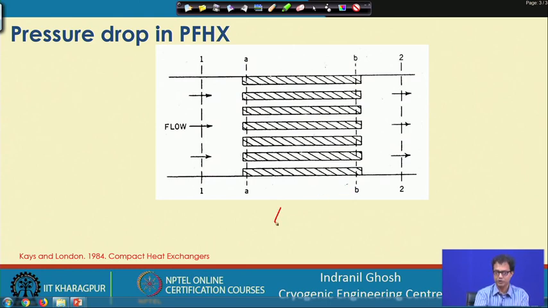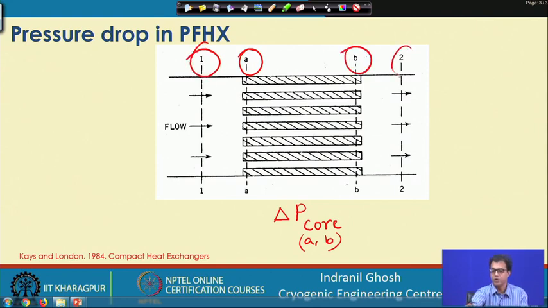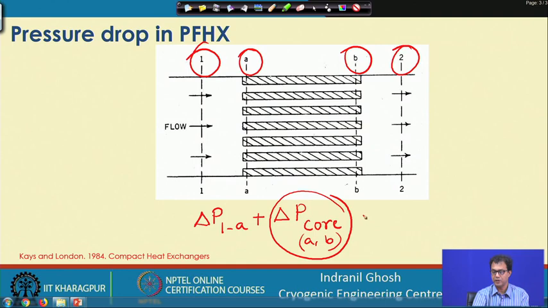As a result, we can say that we have three components in this pressure drop. One is the core pressure drop between A and B, and this is between 1 and 2. So, we have some kind of delta P between 1 and A, and then we have some kind of pressure drop in the core, which we will come into. And there is another delta P, actually here this will be a negative one, between B and 2. So, we have three components in this pressure drop.